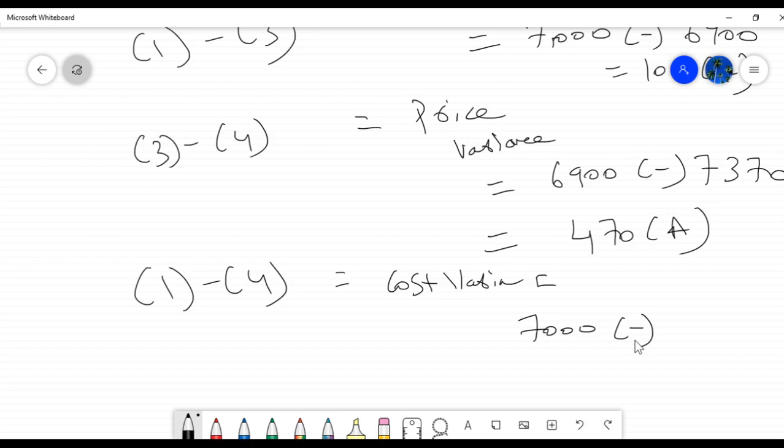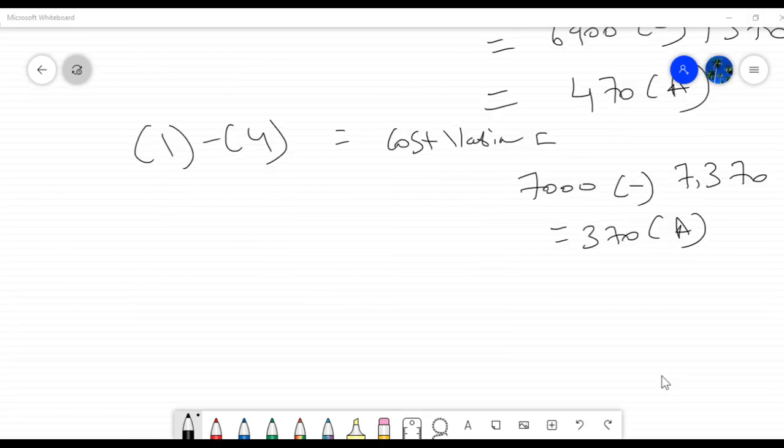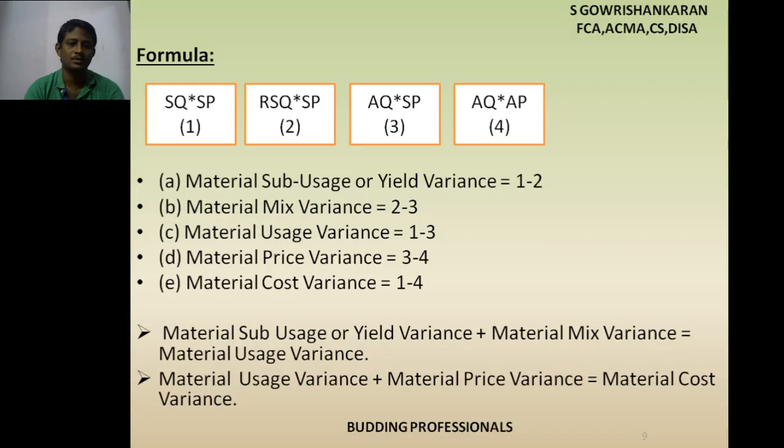How to cross check, sir? You shared something on PowerPoint. What did I share? Just look here, at the first bullet point. Don't look at the dots, just look at the bullet point. What is the bullet point? Material sub usage or yield variance plus material mix variance equal to material usage variance. Then material usage variance plus material price variance equal to material cost variance.